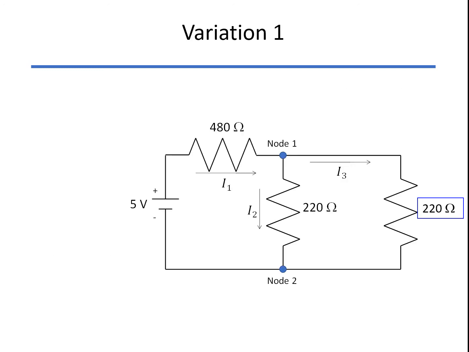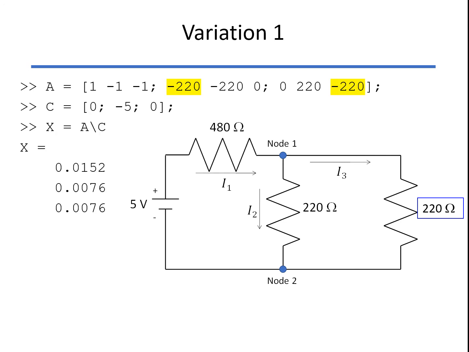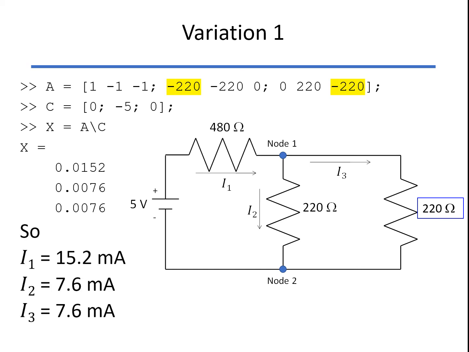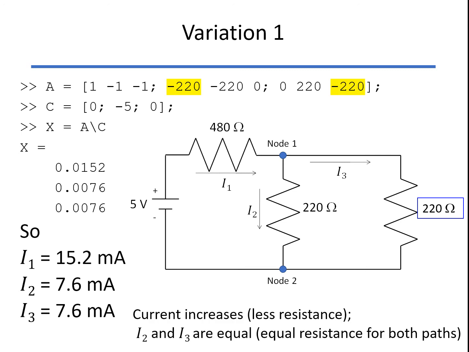So here's the 480 being replaced by a 220. All we have to do in our equations then is change the 480 to the 220 in those two spots. The constant matrix stays exactly the same, and so we do our solution, and what we find is that the overall current is greater because there's less total resistance, and also I2 and I3 are equal to each other because those two paths now have the same resistance.